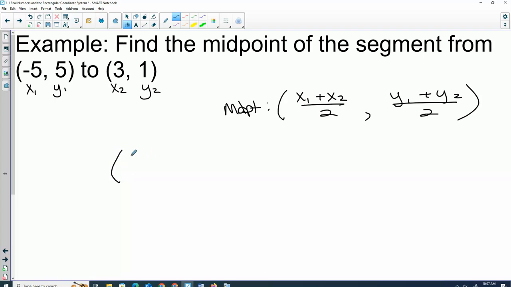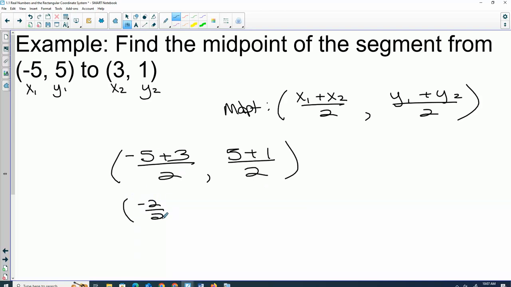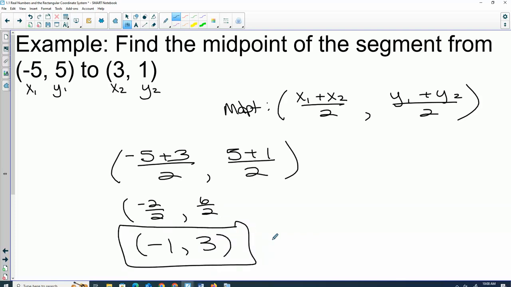So if I plug those in, x1 is negative 5, x2 is what? 3 over 2. Okay, to get my y's, y1 is 5, plus y2 is 1, divided by 2. So we get negative 2 over 2, which is negative 1, and 6 over 2, which is 3. So your answer is still an ordered pair. It's saying if you drew that line segment, what's the point in the middle? So it's still an ordered pair. Add them up, divide by 2.